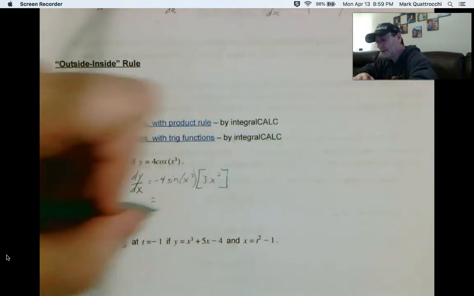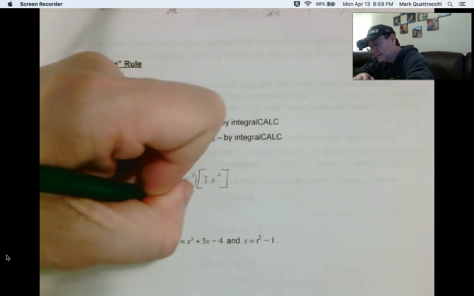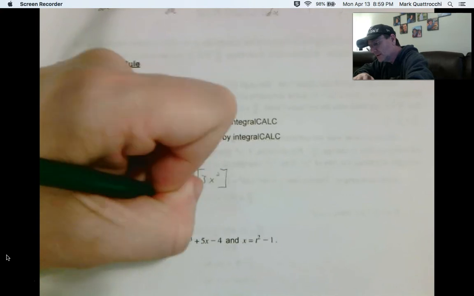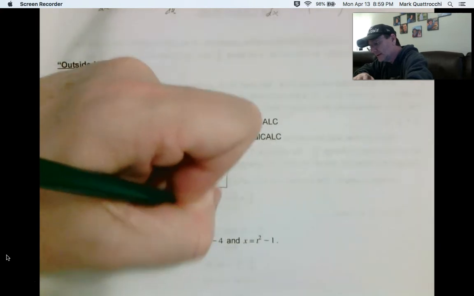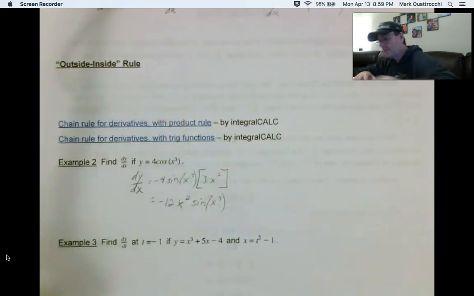Negative 4 times 3, negative 12 x squared sine of x cubed.